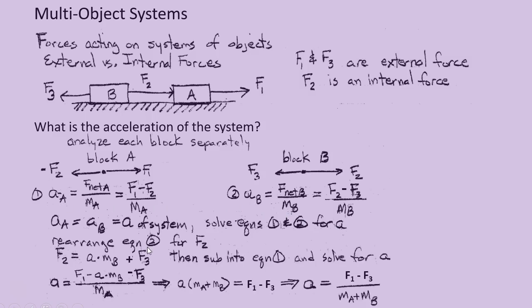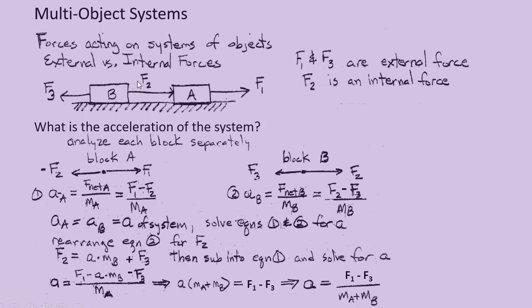First, we'll rearrange equation 2 for F sub 2, and we wind up with F sub 2 is equal to the acceleration times the mass of B plus F sub 3. We'll substitute this into equation 1 and solve for A. And when we do that, after some algebraic manipulations, we wind up with the acceleration of the system is equal to F1 minus F3 divided by the system mass, MA plus MB.